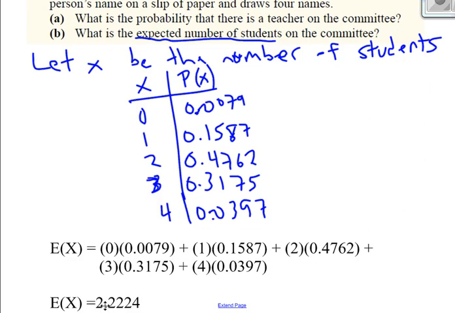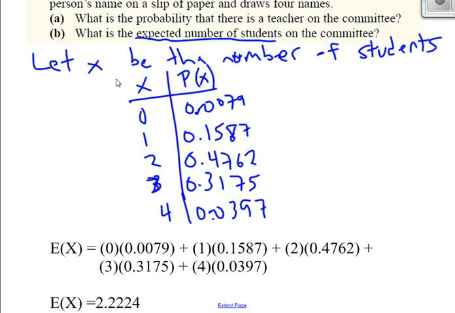Now, please don't round this and tell me the answer is 2. Expected value is not an actual value that's ever going to happen. It's an average. So it doesn't mean I actually expect 2.22 students. That's impossible. It means that if we conducted this experiment of making a committee 1,000,000 times, then the average number of students on the committee would be 2.22. Okay? Excellent. So I hope that was helpful.